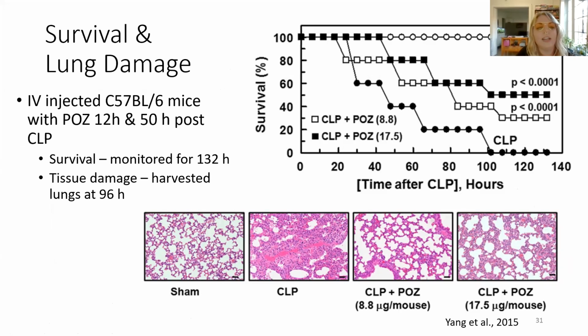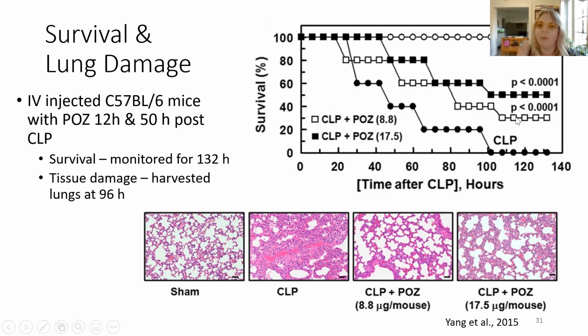And so since they saw that pause had an anti-inflammatory effect through the inhibition of the NF-kappa B pathway, they wanted to see the results in vivo. So they injected the mice with polyozellin at both 12 and 50 hours post-CLP and monitored their survival for 5 days, or 5.5 days. They initially tried this experiment with only 1 dose of pause at 12 hours post-CLP, and all the mice died. So they tried giving them another dose 50 hours post-surgery, and it ended up working out a lot better. About half of the mice survived with the higher dose.